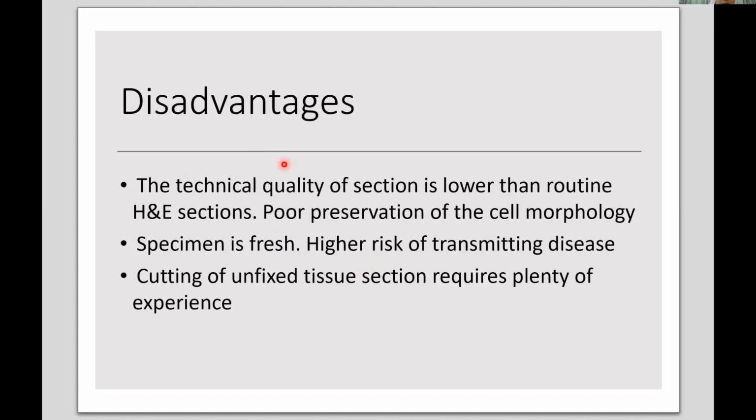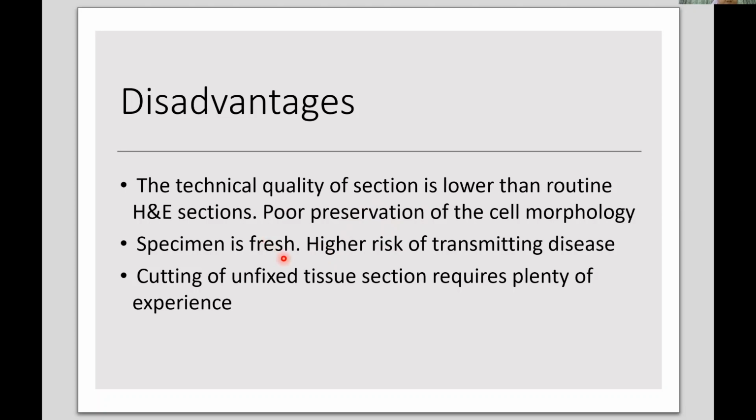What are the disadvantages? The technical quality of the section is lower than routine H&E sections because the preservation of the cells is poor. Sometimes it's quite difficult to see the individual cells because of the many artifacts, the frozen artifacts. I will show you the slide after this.